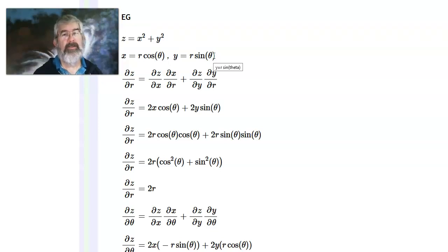Now you may recognize this as polar coordinates. If r is the distance from the origin out to whatever point you're talking about, and theta is the angle from the positive x-axis out to that point, that's polar coordinates, and the x and y coordinates can be calculated knowing r and theta with these formulas. So this is interesting to me because I can think of this now when I'm going to take partial derivatives of z with respect to r and with respect to theta.